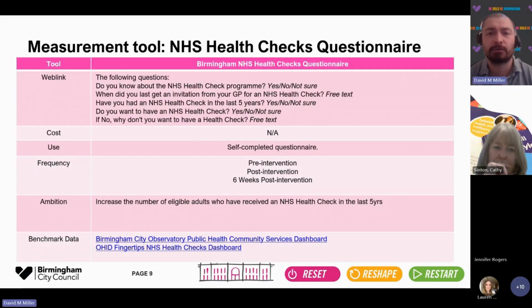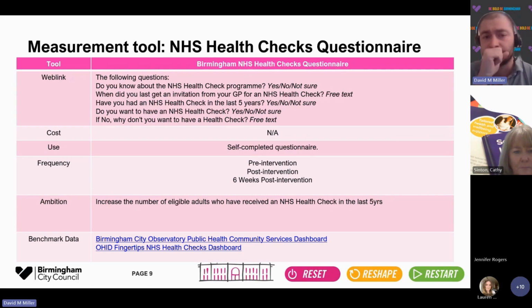Okay, so the measurement tool. It's in the form of a questionnaire. There will be a web link for it, and the following questions are on it. Do you know about the NHS Health Check programme? When did you last get an invitation from your GP for an NHS Health Check? Have you had an NHS Health Check in the last 5 years? Do you want to have an NHS Health Check? And if no, why don't you want to have a health check?